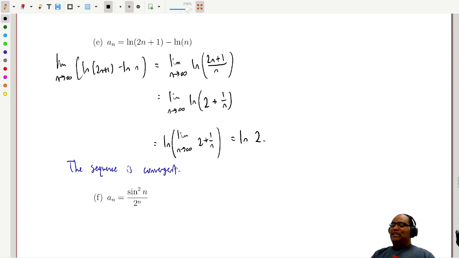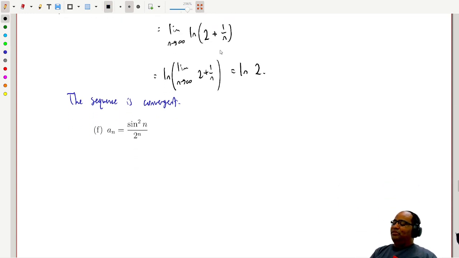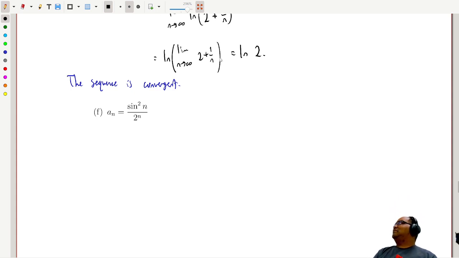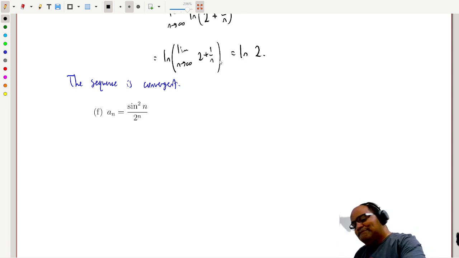All right, let's go ahead and do this last one here: sine squared n over 2 to the n. This looks a little funky. There's a couple of ways you can do this. In fact, I'm going to relate this back to a limit that we may have seen before in Calculus 1.